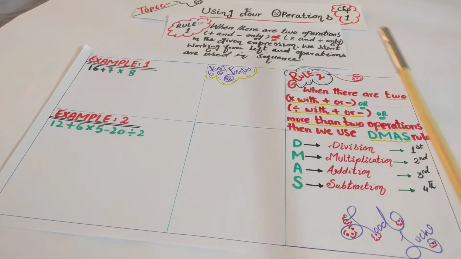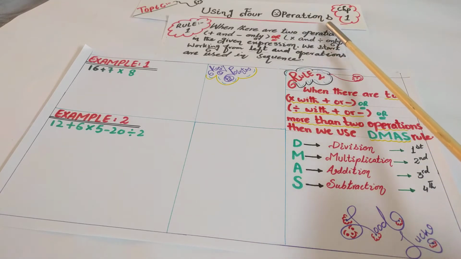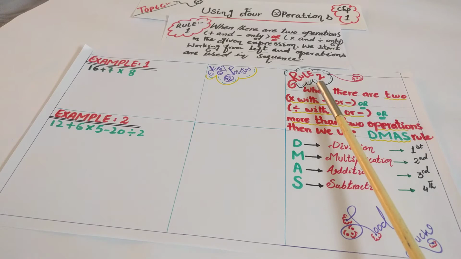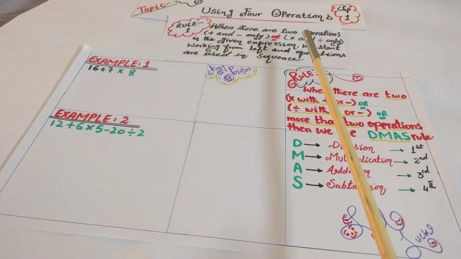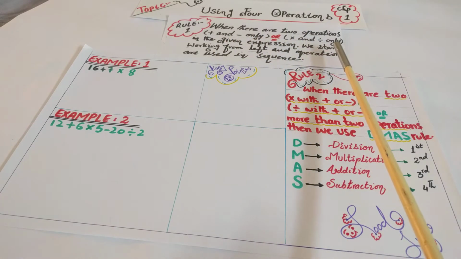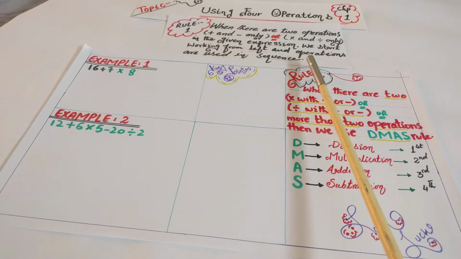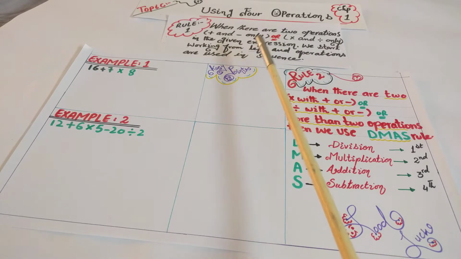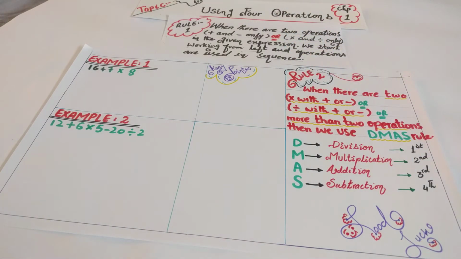In the previous lecture we have done the rule number 1 to solve the mathematical expression by using the four operations. Today we are going to start the rule number 2 for using the four operations in the mathematical expression. What was the rule number 1? When there are two operations, plus and minus or multiply and divide, in the given expression we start working from the left and operations are used in sequence. That was your rule number 1. Today we are going to start the rule number 2. Let's start the rule number 2.